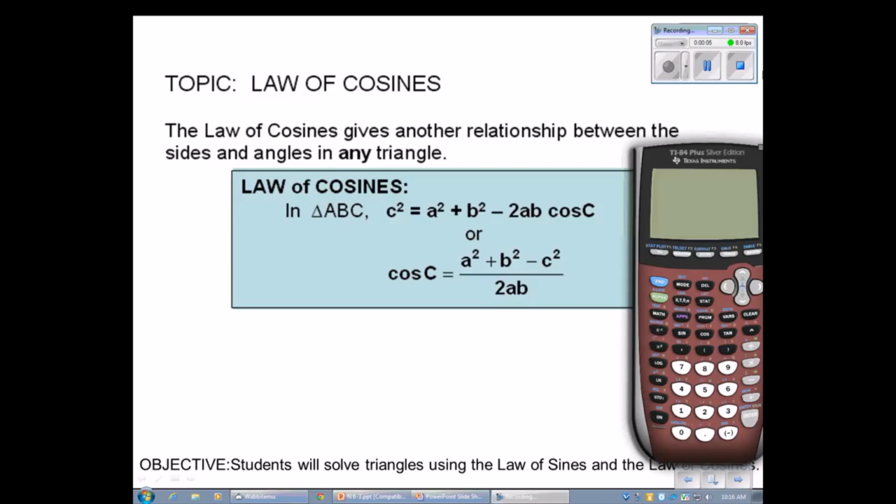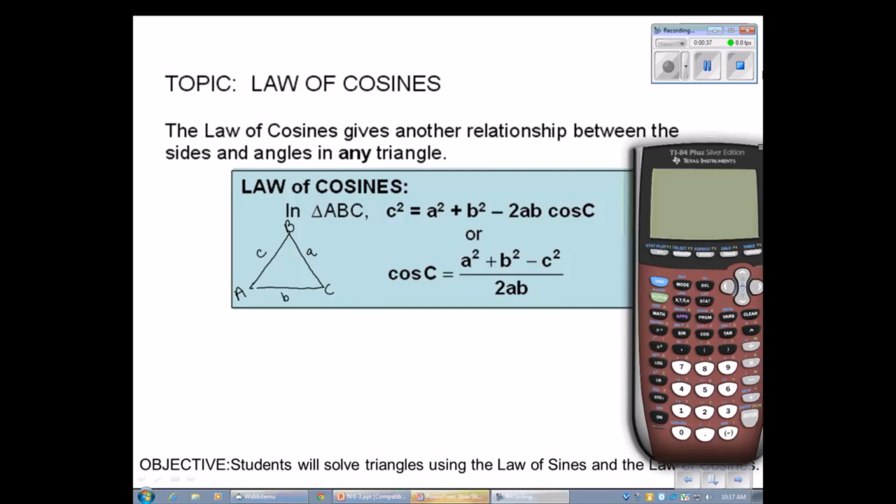This is 6.3 law of cosines. In the little box, we see a formula that I don't think will require memorization as we go through practicing. I think you'll find a pattern. But your triangle is labeled just as it was for the law of sines: capital letters for your angles, lowercase letters representing the side across from that angle.